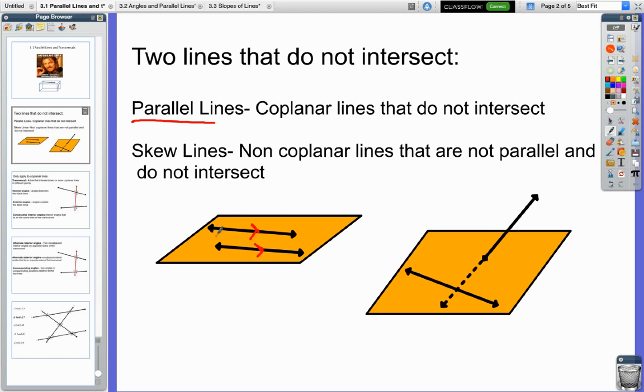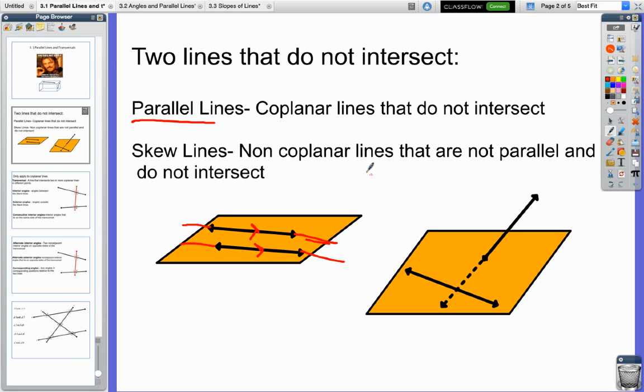And they never intersect. They'll extend infinitely that way, infinitely this way, and they will never intersect each other. You've probably worked with some of these in algebra when talking about the slope of lines, as we'll talk about later. And then there are skew lines.